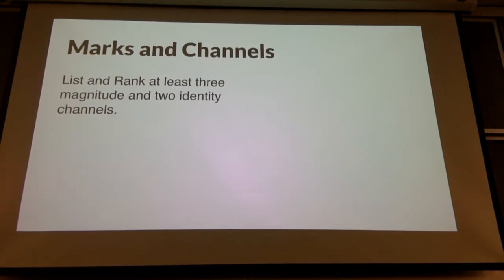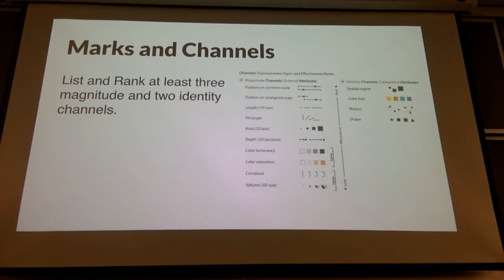Then we had the question on marks and channels, and I'm going to go fast here because I'm assuming that everybody understands this. Here it was about listing and ranking at least 3 magnitude and 2 identity channels, and the answer here is simple, as chart, right? You could have picked any of those. If you put them in the right order and gave us enough examples, we were already quite happy.